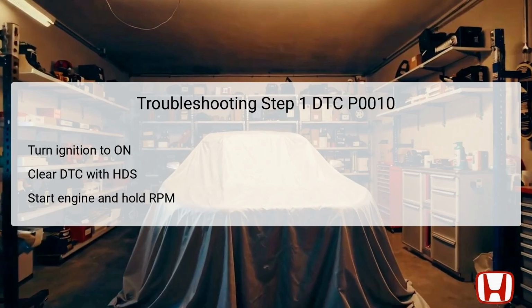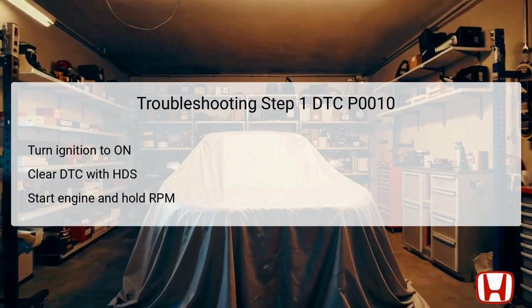The initial step in troubleshooting DTC P0010 involves verifying the issue through the onboard diagnostic system. Begin by turning the vehicle ignition to the on position without starting the engine. After that, utilize the Honda Diagnostic System, HDS, to clear the diagnostic trouble code, DTC. This process resets the vehicle's fault memory, allowing for accurate testing.